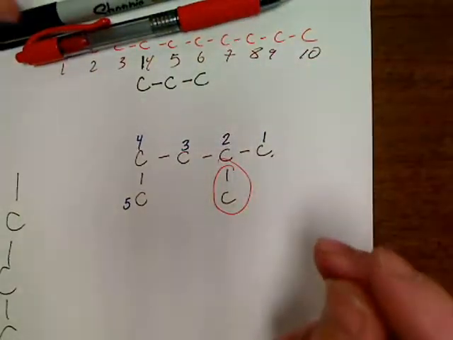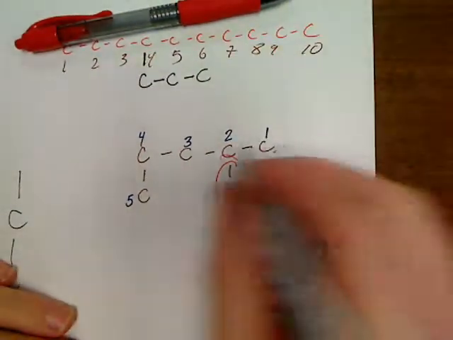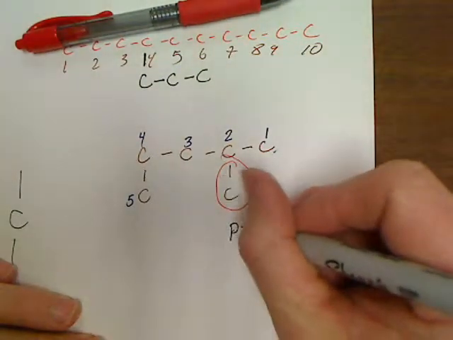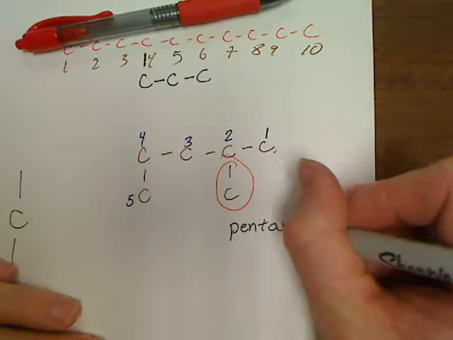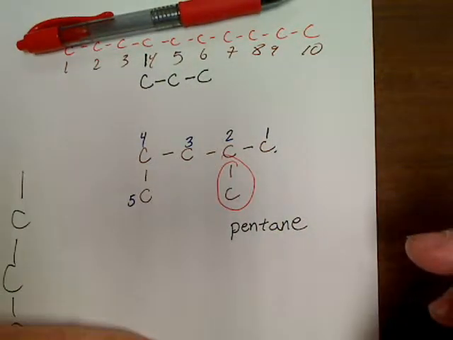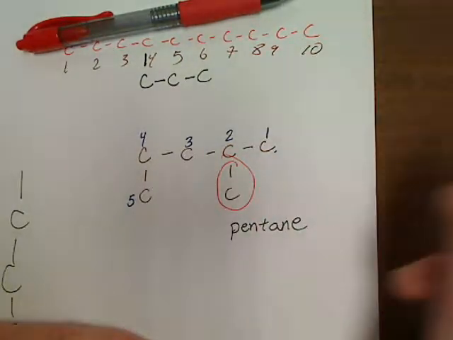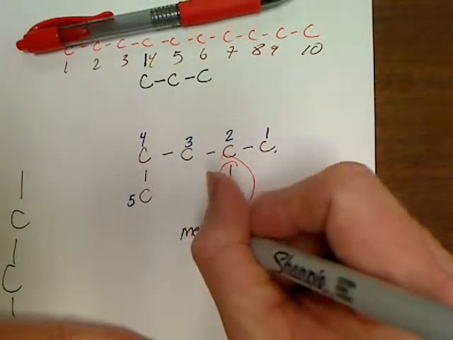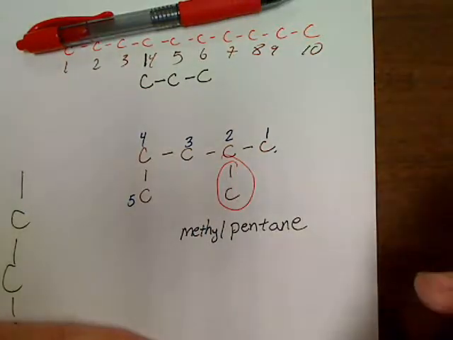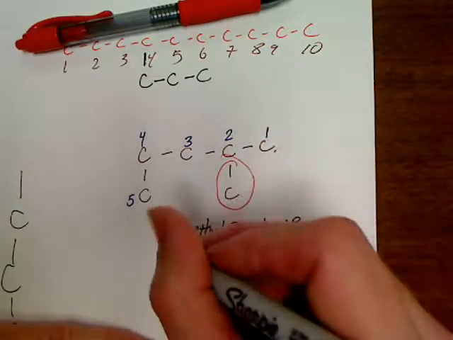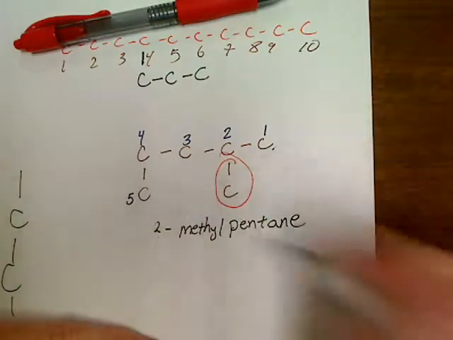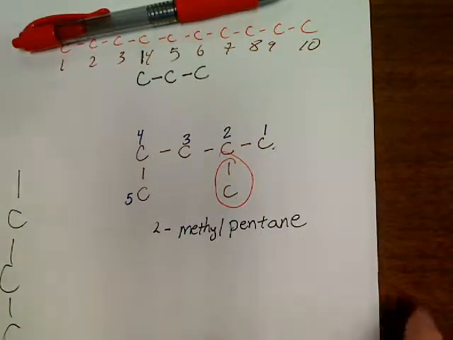All right, so now let's name it. I've got a chain of five, so that means my word is going to root with the word pentane. And now in front of it, I've got one C hanging off. Well, that's a methyl. And now, where is it? It's on the second one. So you just write 2-methylpentane. And that's all you have to do.